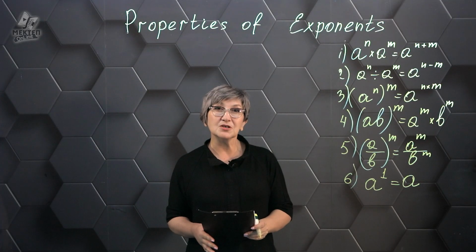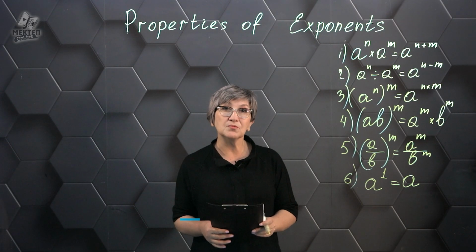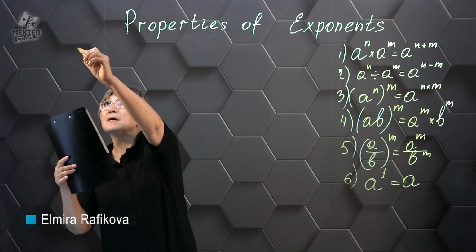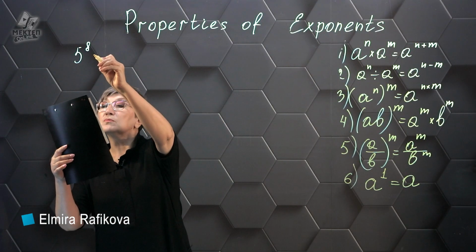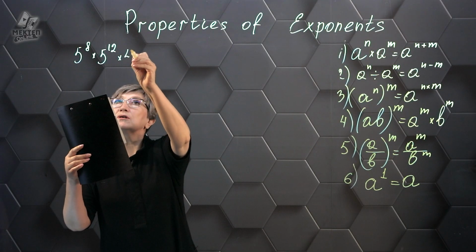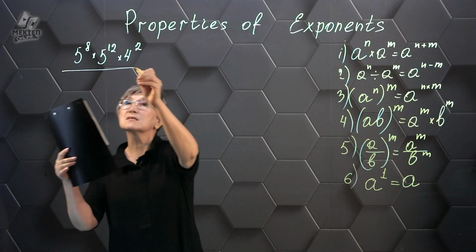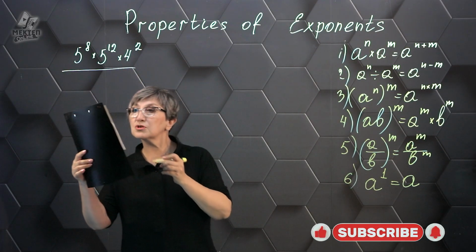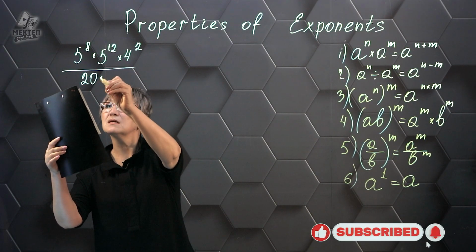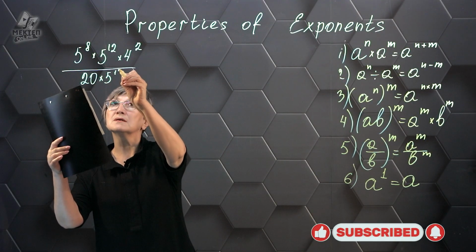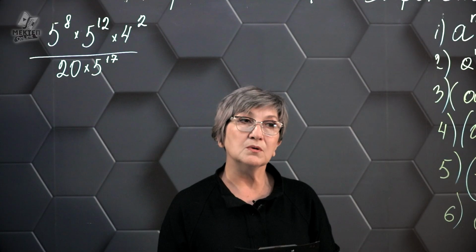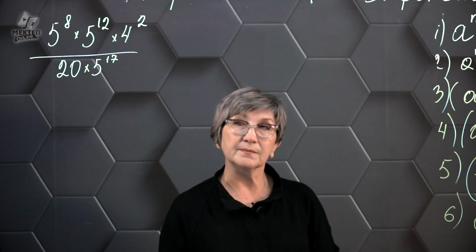Today in class, we will solve some more examples where we will convert an expression. 5 to the power of 8 times 5 to the power of 12 times 4 to the power of 2. And the value of this expression must be divided by the product of 20 and 5 to the power of 17. In this example, we can apply the properties.